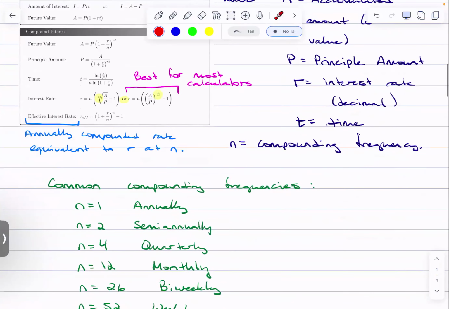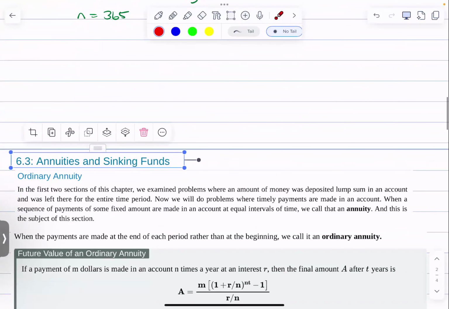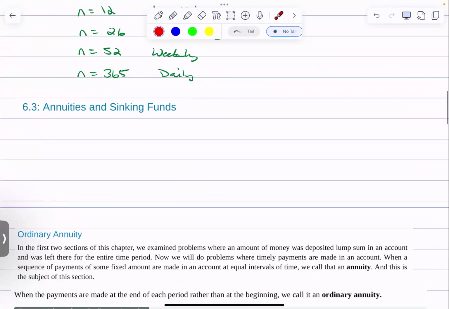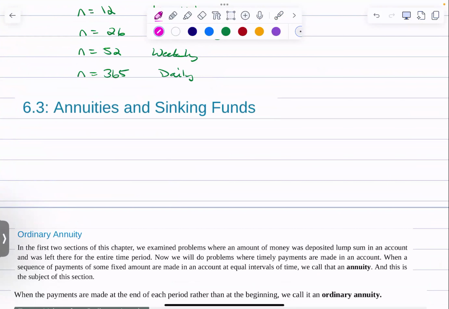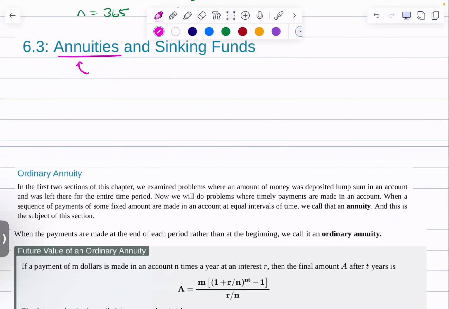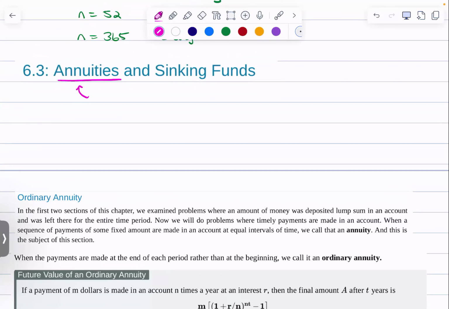But we also know that a lot of the time we have payments, right? You take out a car loan, for example, then you're making regular payments, paying off your loan. You can also make regular payments into a savings account, okay? But today, we're talking about what we call annuities and sinking funds. Annuities are going to be a really important part of this, and sinking funds are just a special case of annuities.